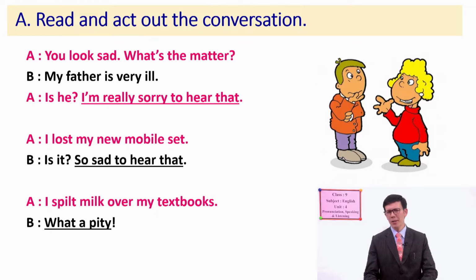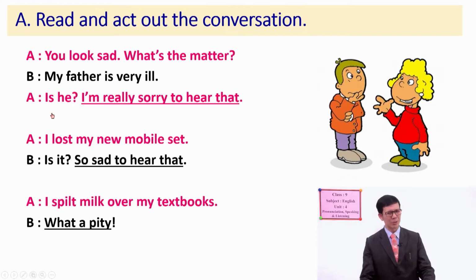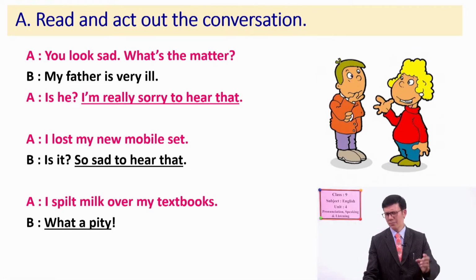In this speaking part, now let us read and act out the conversation given in our textbook. Please look at a very short conversation there, but please do focus on the underlined part of this conversation. Let's see a very short conversation. What does A say there? You look sad. What's the matter? So B says, my father is very ill. And again, A: I'm really sorry to hear that. Did you notice the underlined part? I'm really sorry to hear that.